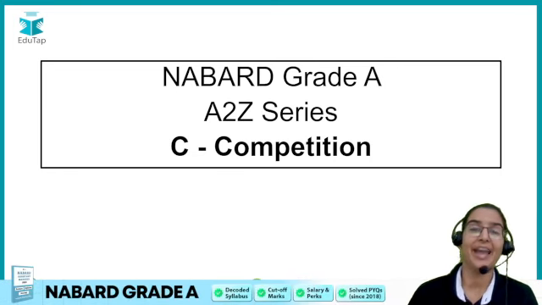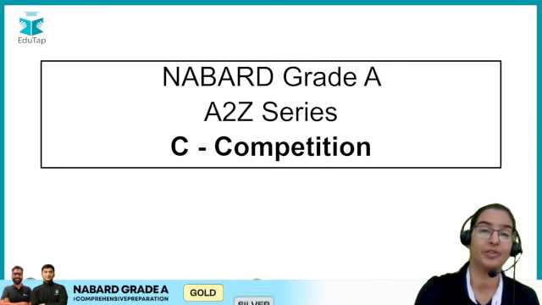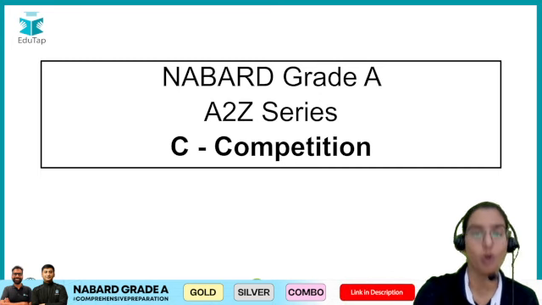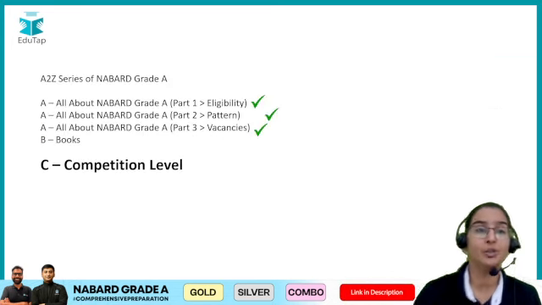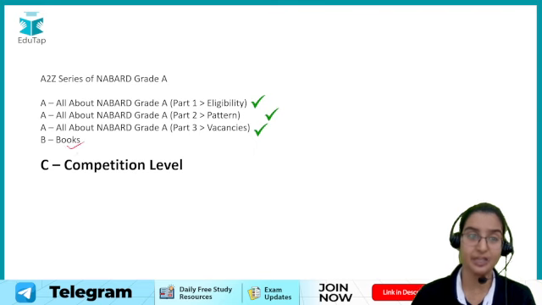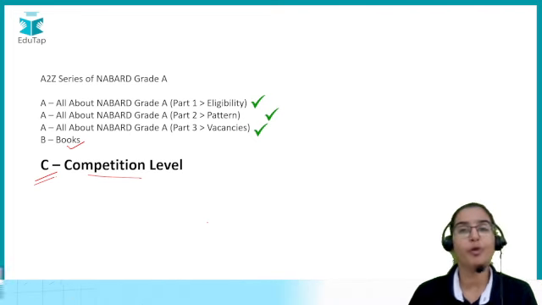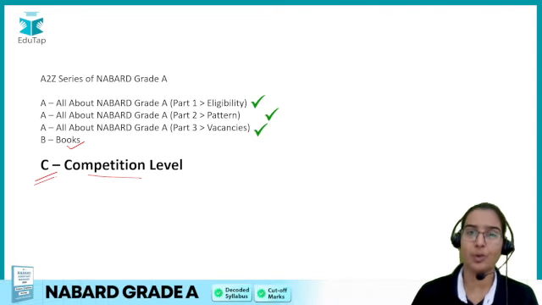I'm Tanushree and today we are going to see yet another video of our NABARD Grade A to Z series, and in this particular video we are going to discuss the competition level in this exam. So students, as part of this series we have already discussed the eligibility, the pattern, the vacancies and the books of NABARD Grade A examination, and now as part of the letter C we are going to discuss the competition level.